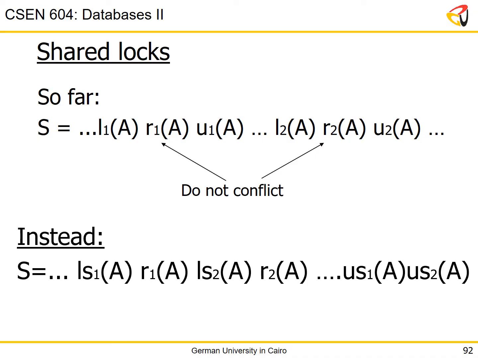This is what you see down there. It says transaction 1 is requesting a shared lock on A, transaction 1 reading A, transaction 2 is requesting a shared lock on A, it's reading A, and so on. And then it will unlock the shared lock by the two transactions. So this is an enhancement to the notion of locks where we differentiate between reads and writes.